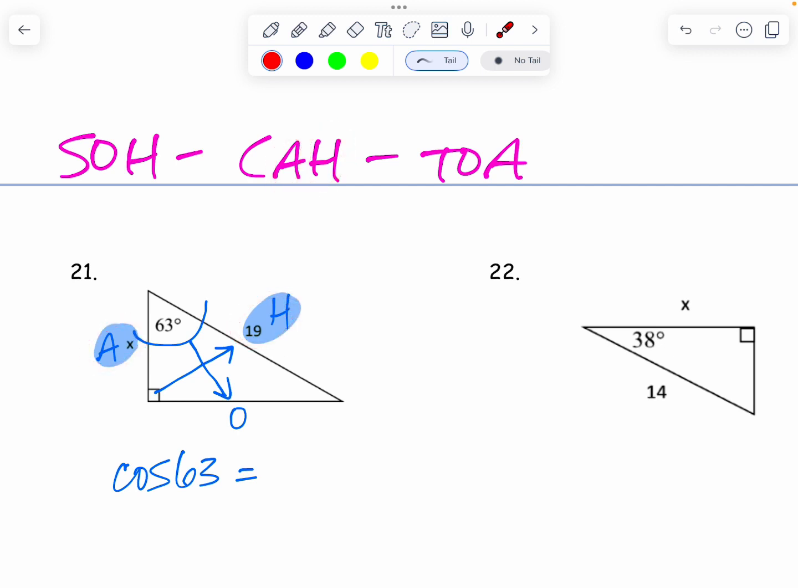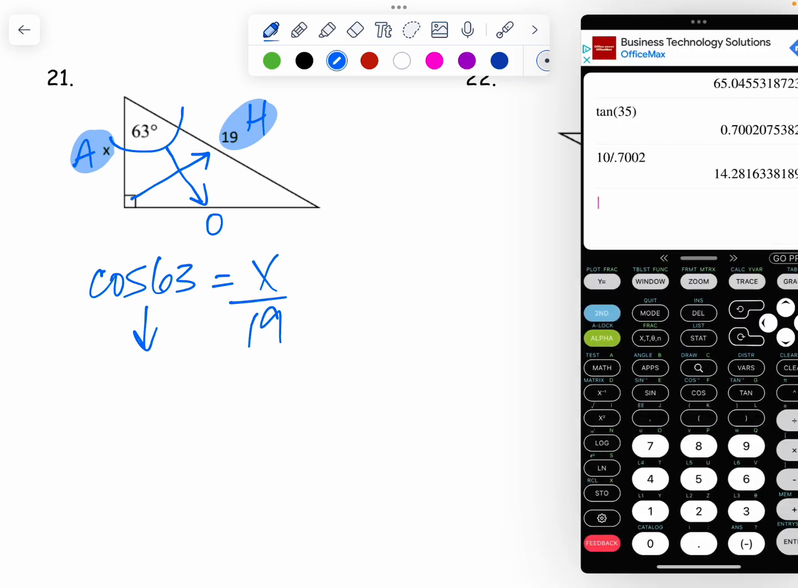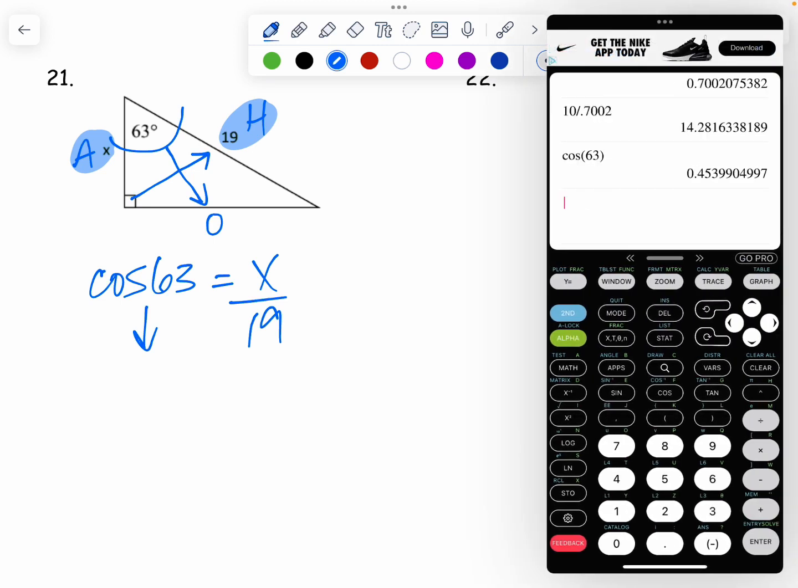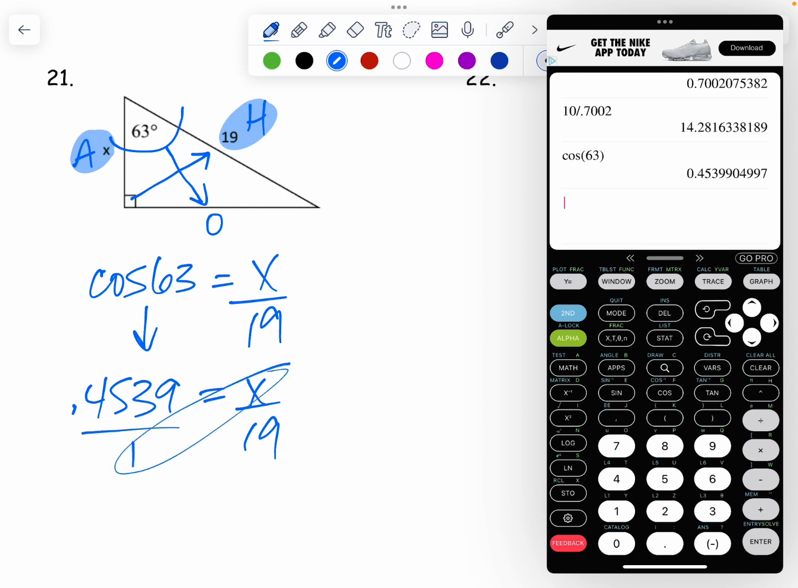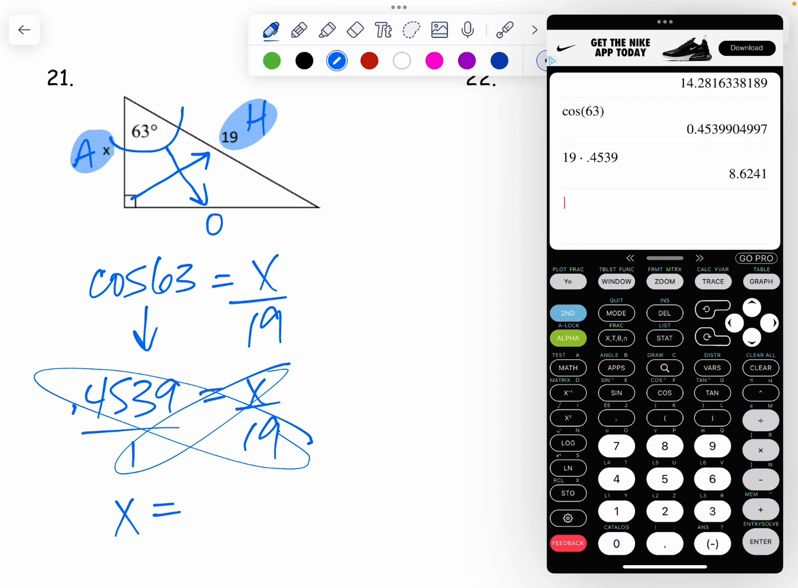So I have to plug in those numbers. Cosine is the C, and it tells me to put A on top, H on bottom. The A is X. The H is 19. Now I'm going to turn this into a decimal in my calculator. Cos 63. I got 0.4539. And I'm keeping that as x over 19. And if you want to, you can put this over 1 so that you can cross multiply. 1 times x is x. When you cross this way, you get 19 times 0.4539. Enter. 8.62. The 2 is not big enough to round up the 6, so I'm going to leave it as 8.6.